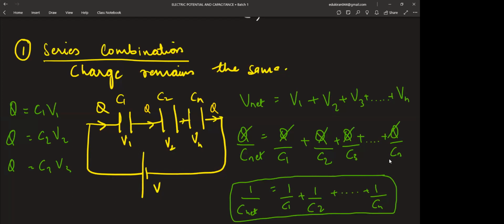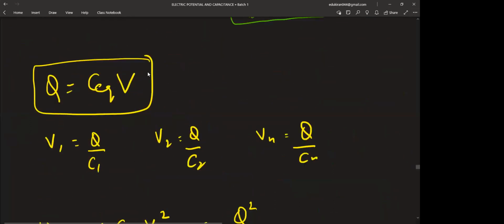So 1 by C net becomes 1 by C1 plus 1 by C2 plus 1 by C3. If 3 capacitors are there, and if 4 are there, 1 by C1 plus 1 by C2 plus 1 by C3 plus 1 by C4. If n are there, just keep on adding whatever is the number of it. Now look. So total charge of the entire circuit, this is the total charge.